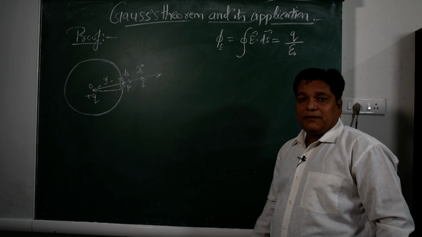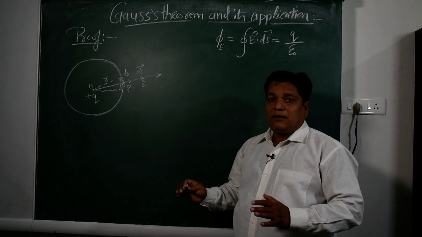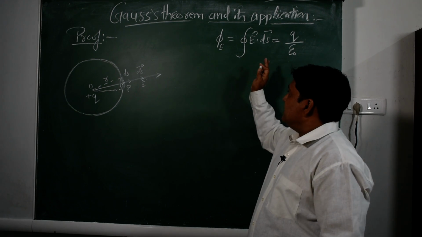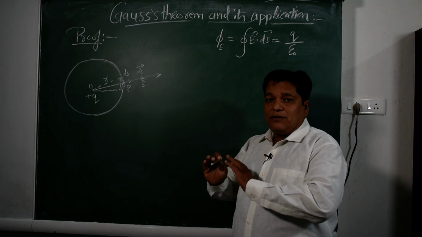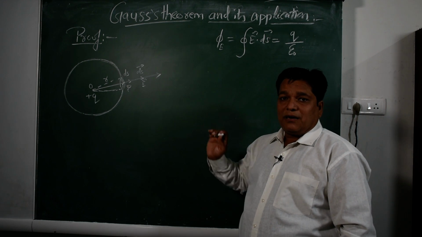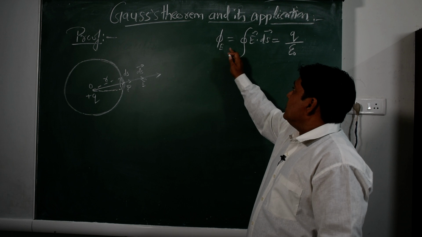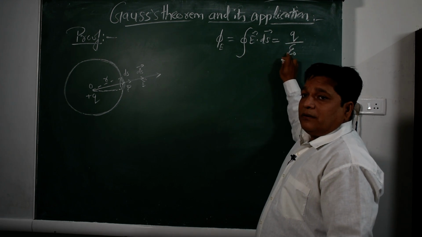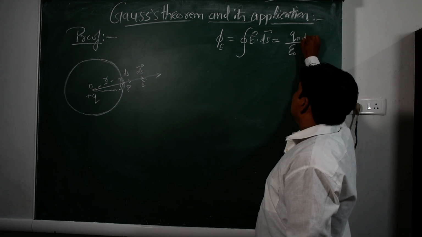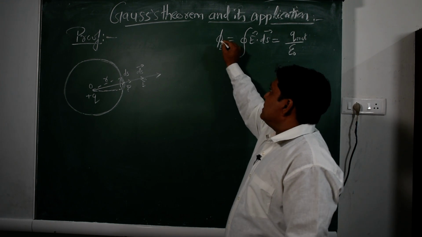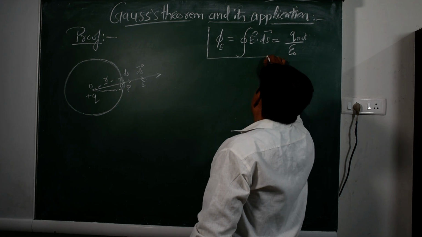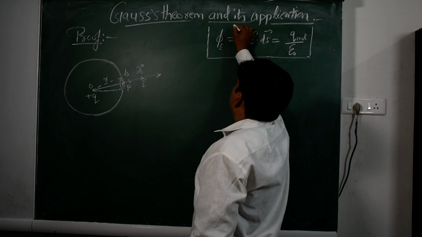The condition is that the charge is placed in free space and enclosed by a closed surface. Then the total flux linked with the surface is equal to 1 by epsilon naught times the net charge enclosed in it. This was the statement of Gauss law, and now we are going to derive its proof.